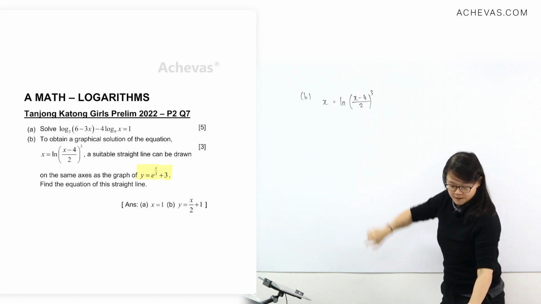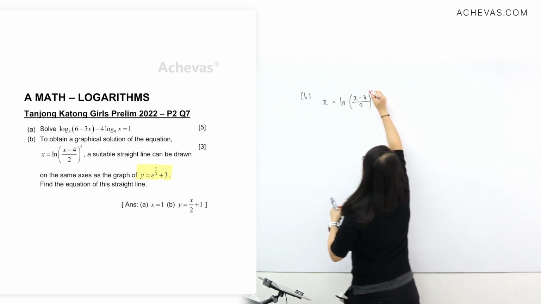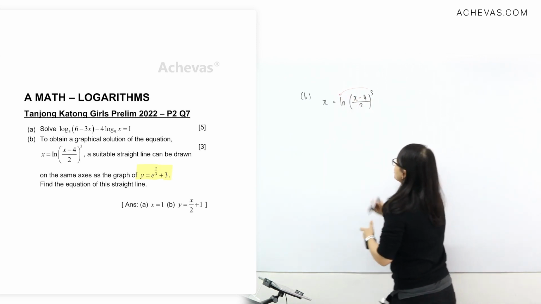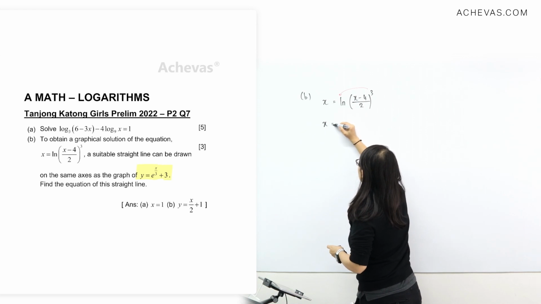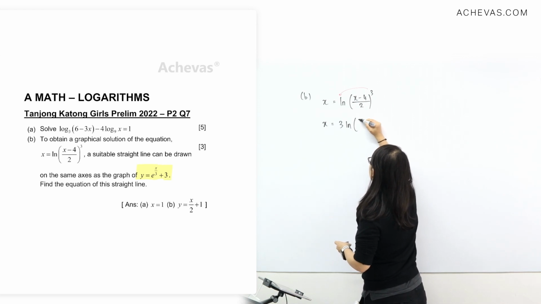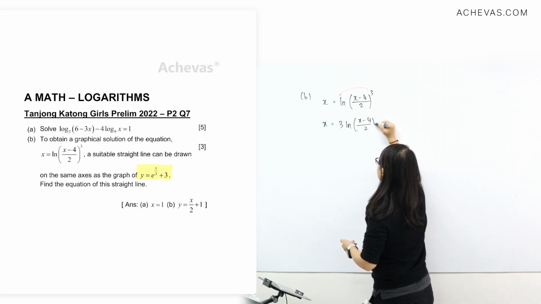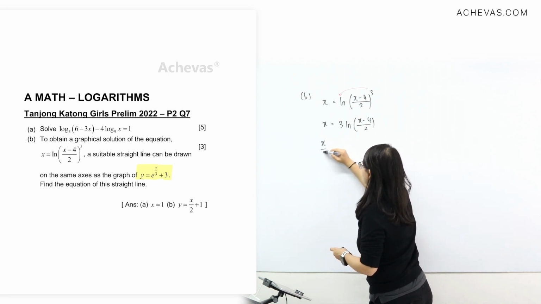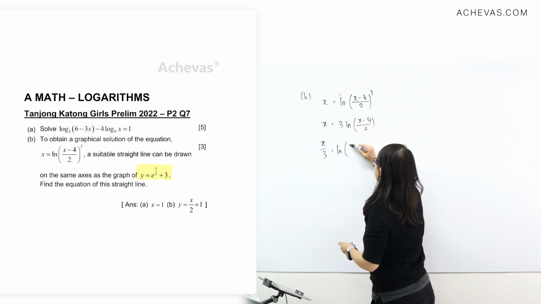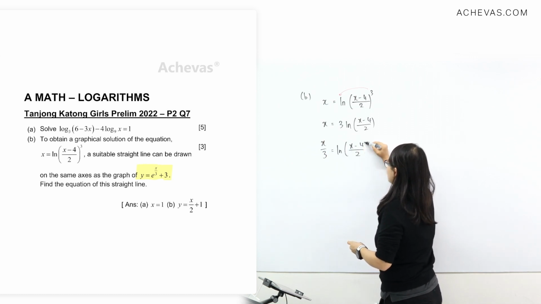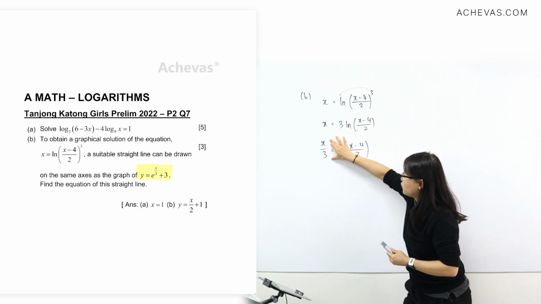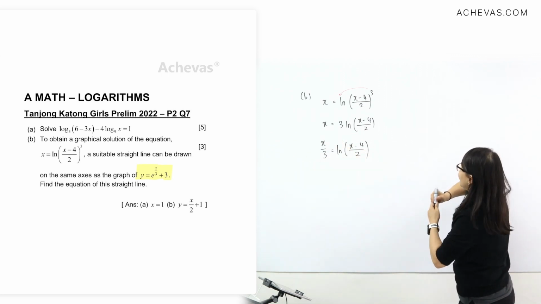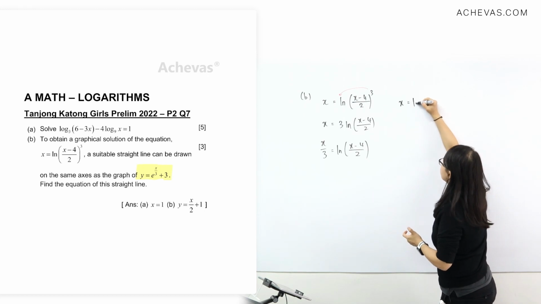So the first way, you will notice that you can bring the 3 power down, okay? So what you get is x equals 3 ln of x minus 4 over 2. And from this 3, move it to the left. So we have x over 3 equals ln of x minus 4 over 2. Now I've achieved what I want in the question, which is x over 3. Okay. So what is another way that you can do it?